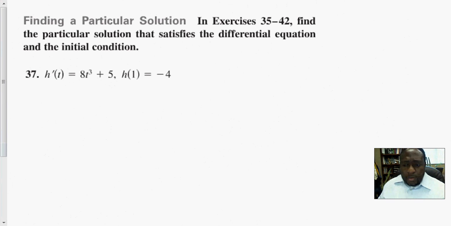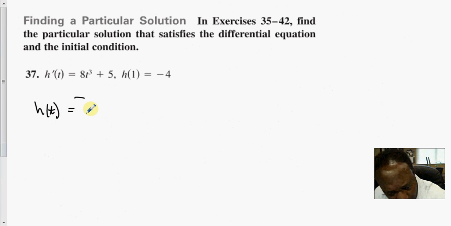Now, in terms of a particular solution that satisfies the so-called differential equation, a differential equation is any equation with a derivative or differential in it. So this equation here has a derivative in it. So what I want you to understand is that when you take the integral of a derivative, you get the original term.